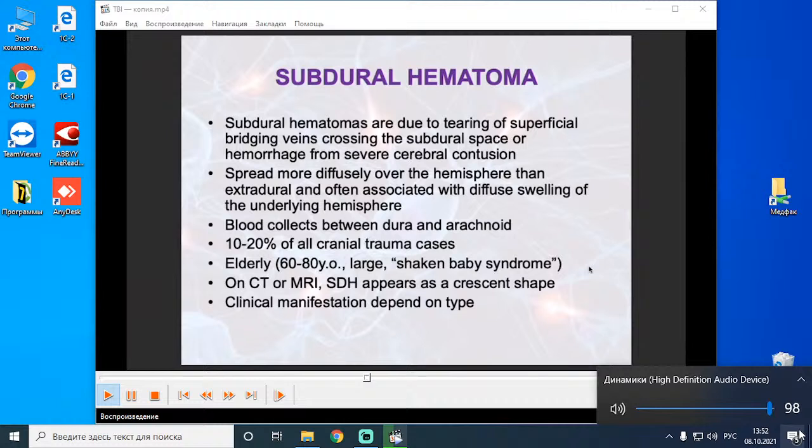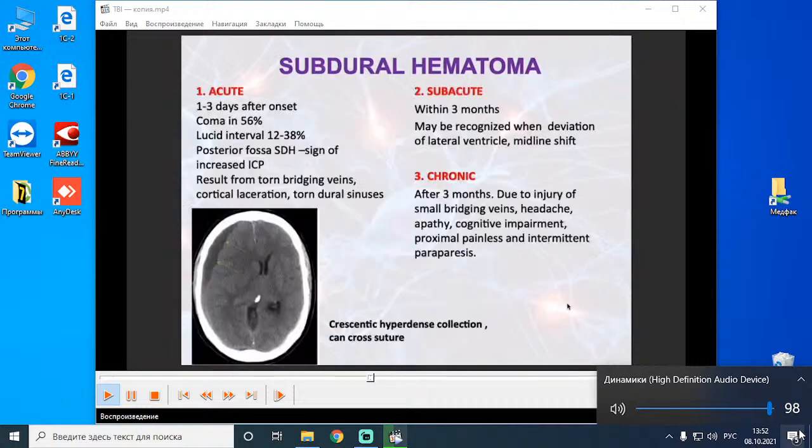Clinical manifestation depends on type. Subdural hematoma types or classification. First, acute subdural hematoma, 1 to 3 days after onset. Coma in 56%, lucid interval 12 to 38%. Posterior fossa subdural hematoma, a sign of increased intracranial pressure or ICP, results from torn bridging veins, cortical laceration, or torn dural sinuses. Here you can see it.